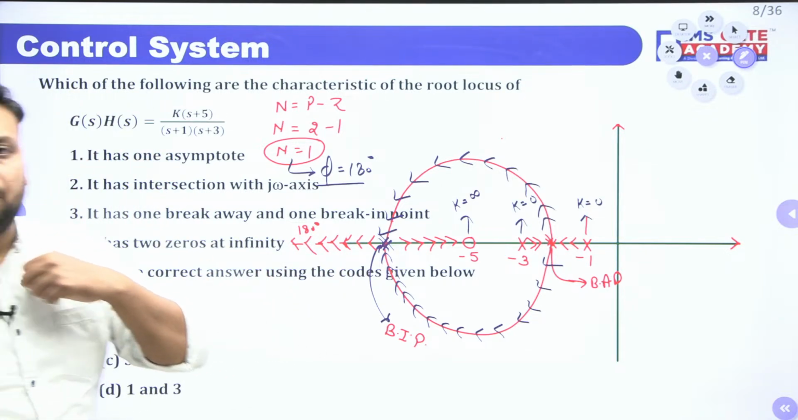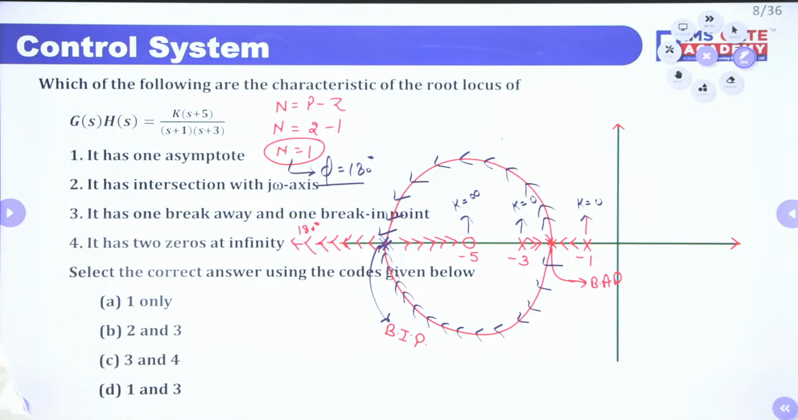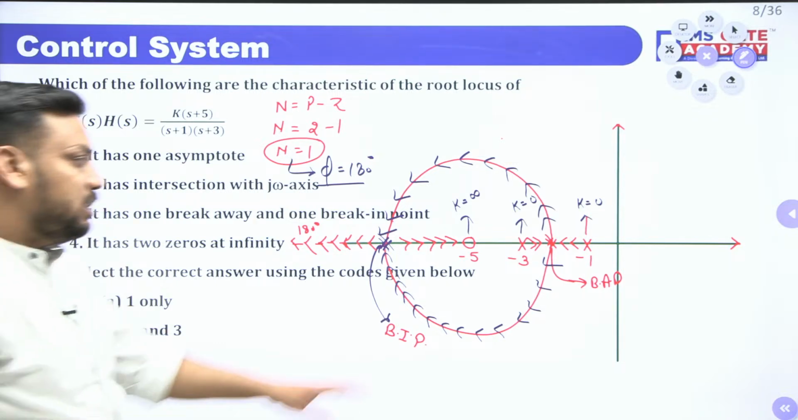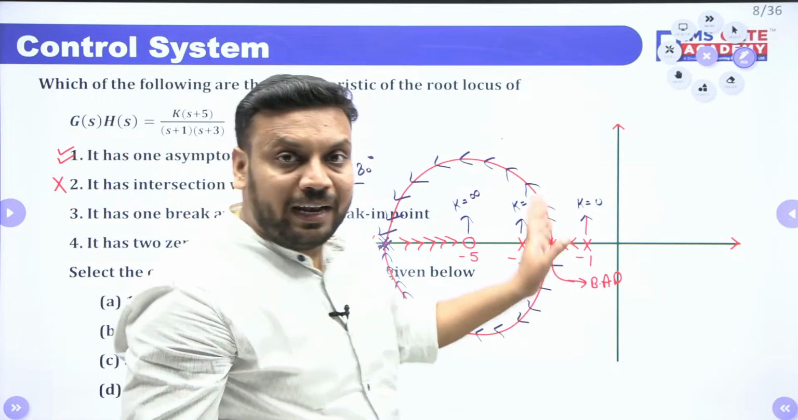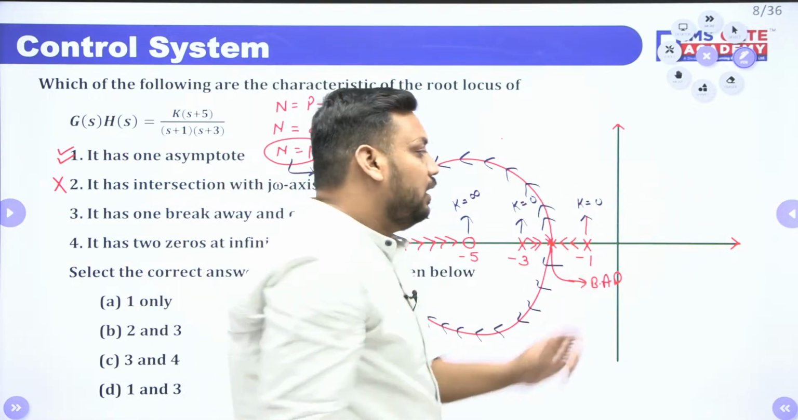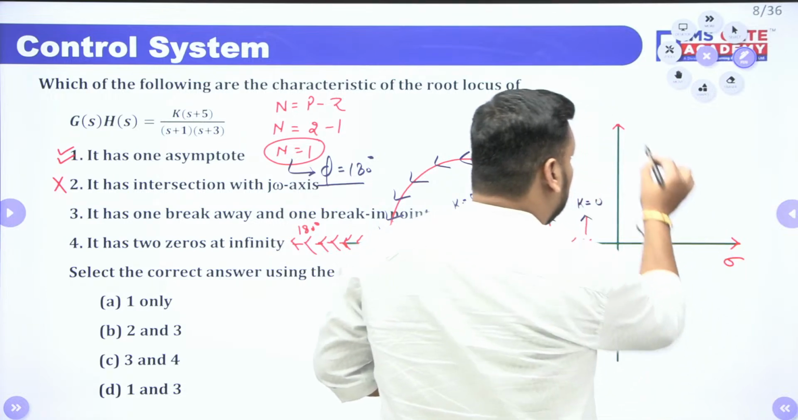I think it is clear to you, guys. So it has one asymptote. Yes, it is correct. Why? Because n equals 1, so the number of asymptotes is 1 and the angle is 180 degrees. Does it have an intersection with the j omega axis? No, not at all. It will never intersect the j omega axis. The system is always stable. It will never transit to the unstable region.